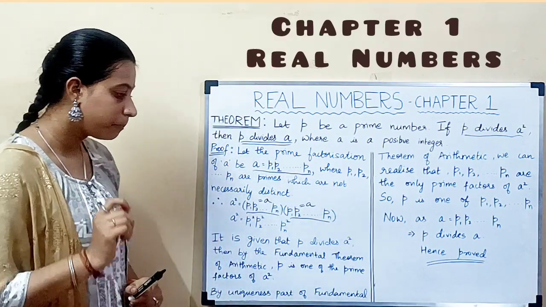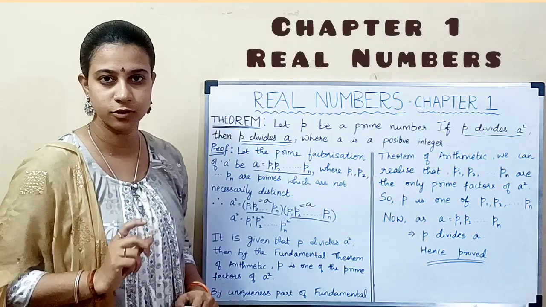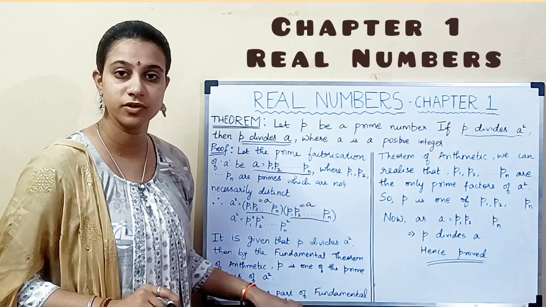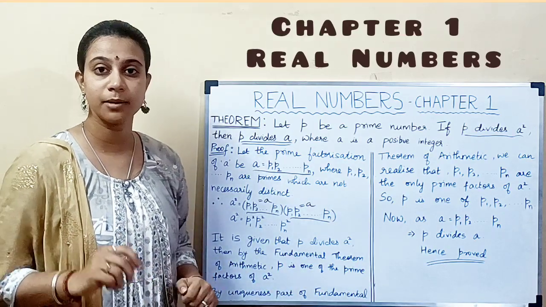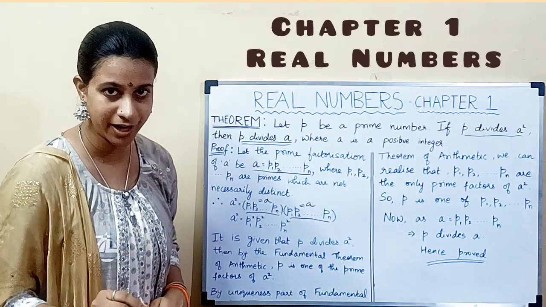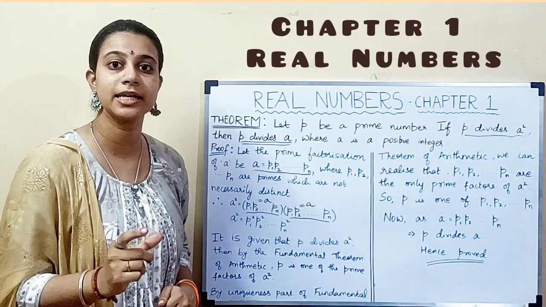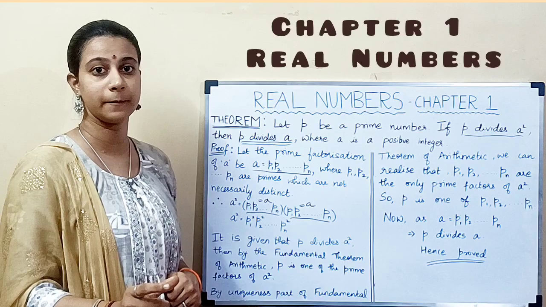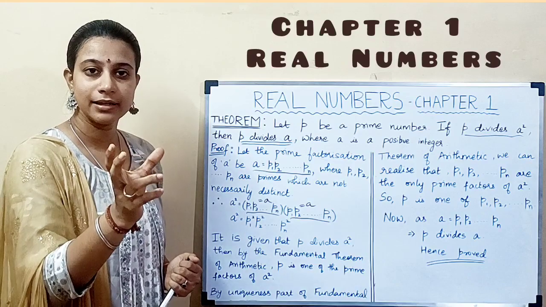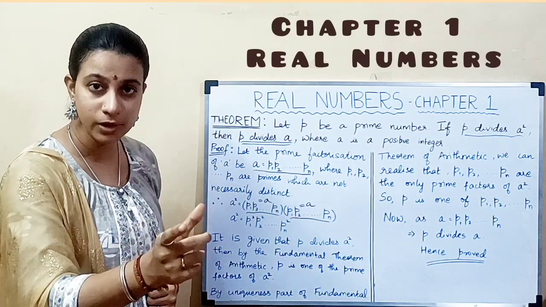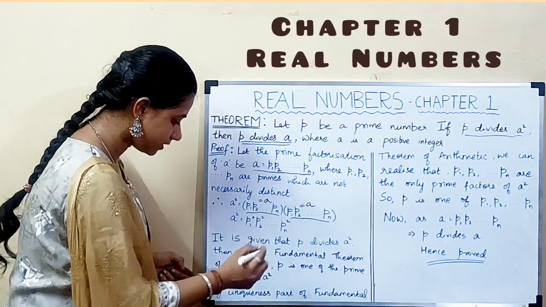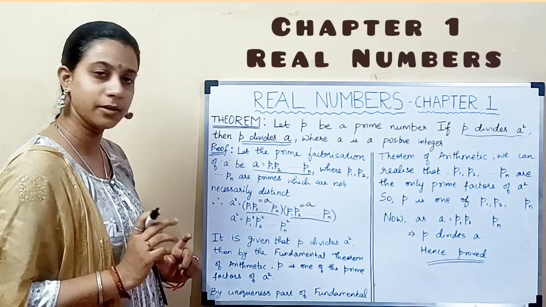Then P must be a prime factor of A square, because this was the uniqueness part of the fundamental theorem of arithmetic, which we saw in the previous video. The fundamental theorem of arithmetic states that any composite number can be represented as a product of primes, and this prime factorization is unique for every composite number except for the order in which the primes occur. So the prime factorization is unique for a particular composite number. We call this the uniqueness part of the fundamental theorem.